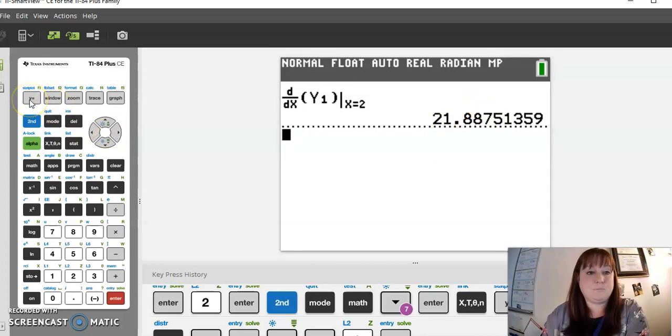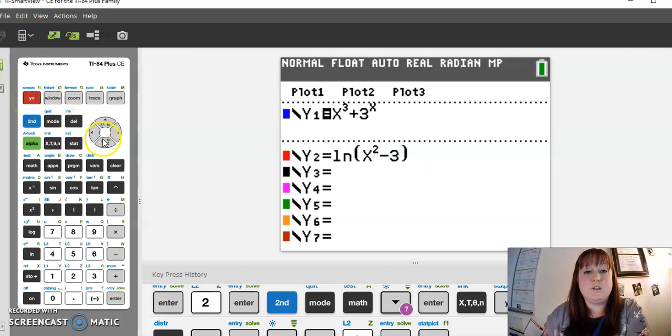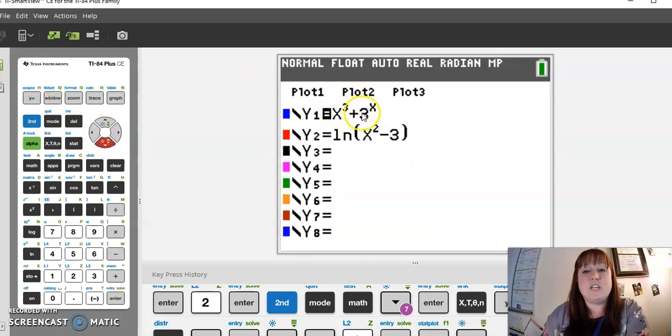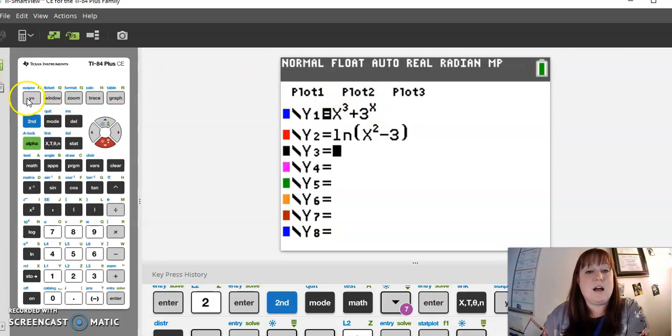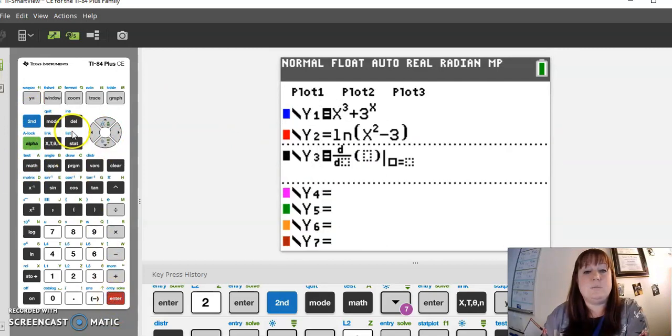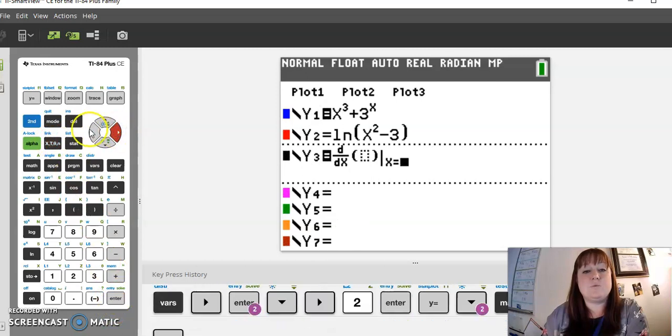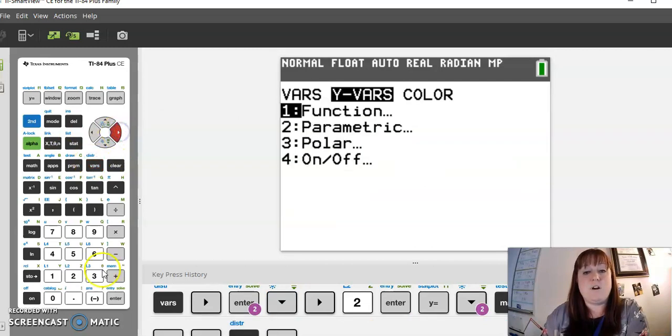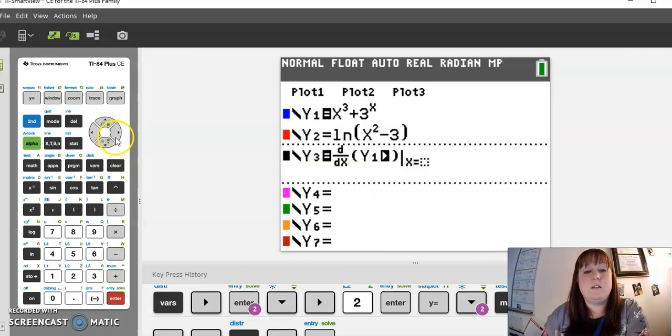One more way to do it is to graph the derivative. So if I have this function here and I want to graph the derivative, I can just get down onto another y equals, and I can go to the math menu, and I can go down to nDeriv, and I'm going to say I want to graph the derivative with respect to x of y1. So I'm going to go into vars, Y-vars, function y1, when x equals, get this, x. When x equals x, because now it's going to graph the derivative for the entire function.